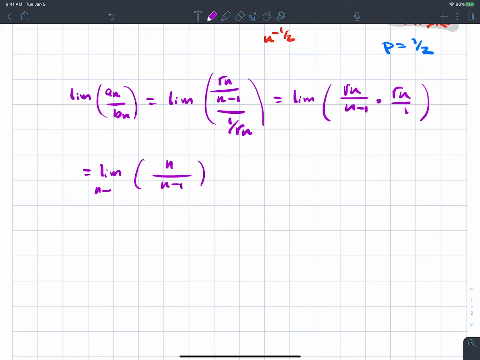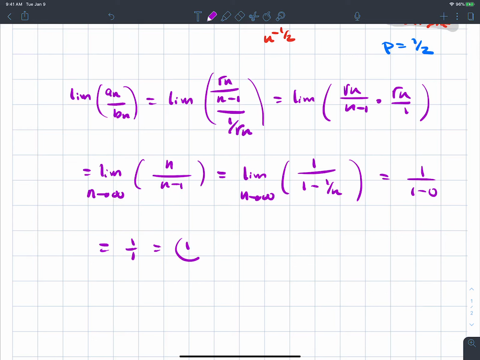So as n gets big, this is a calculus 1 question, we make it the limit of 1 over 1 minus 1 over n, and we find that this is 1 over 1 minus 0, or simply 1 over 1. So here we go. This is the value c in the limit comparison test.